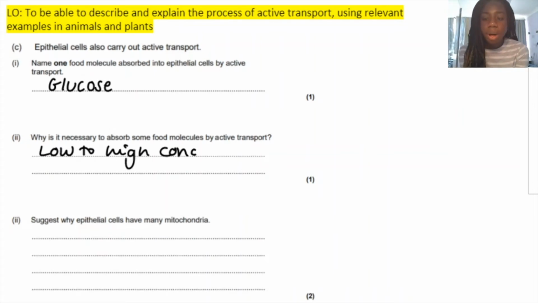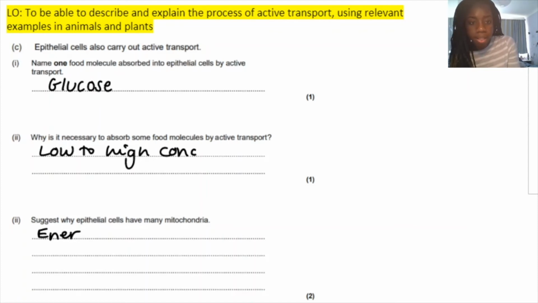Thirdly, suggest why epithelial cells have many mitochondria. So active transport is an active process. It requires energy in the form of ATP, and ATP is produced during the process of aerobic respiration, which occurs in mitochondria. And so that's why epithelial cells have so many, because they carry out a lot of active transport within the gut especially. So need energy and then respiration, which occurs in our mitochondria.